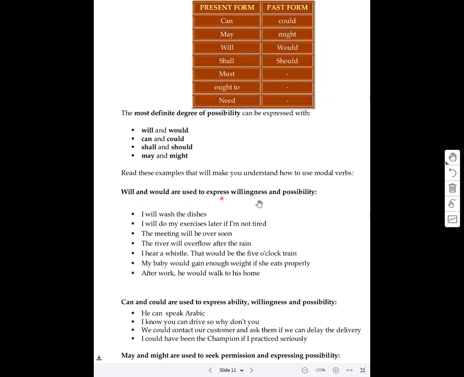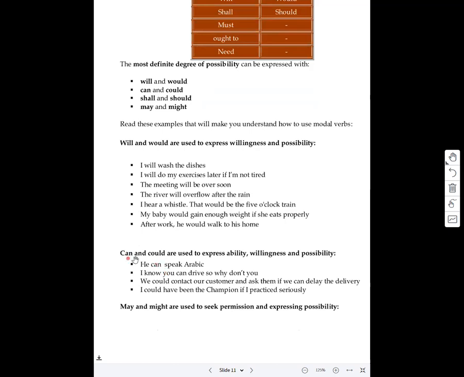Read these examples that will help you understand how to use modal verbs. Will and would are used to express willingness and possibility. I will wash the dishes. I will do the exercises. I will submit the assignments. I will attend the workshop tomorrow. Can and could are used to express ability, willingness, and possibilities. Now, look, will and would are also used for willingness and possibility. Can and could can also be used for showing willingness and possibility. He can speak Arabic. I know you can drive, so why don't you just drive?